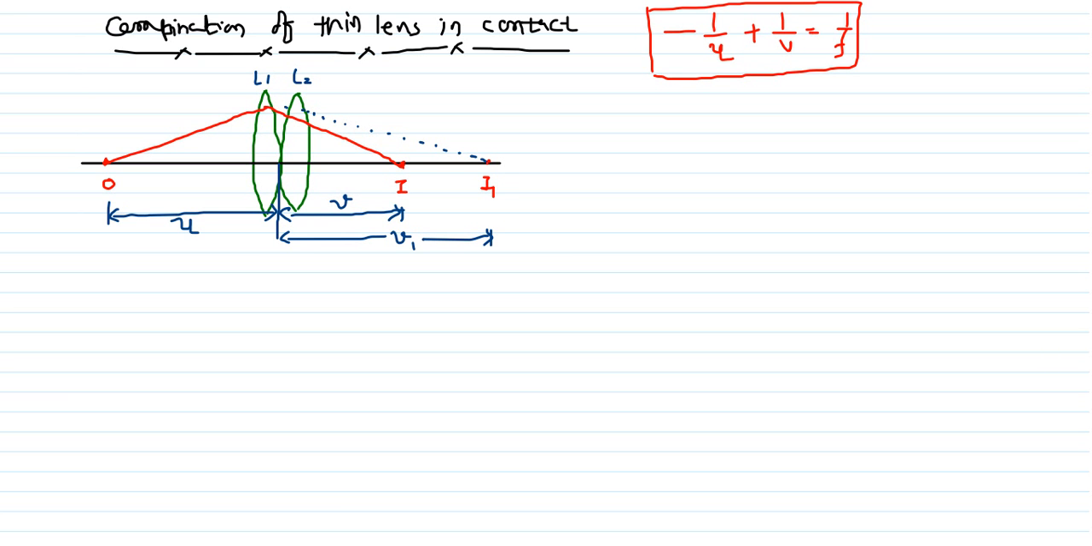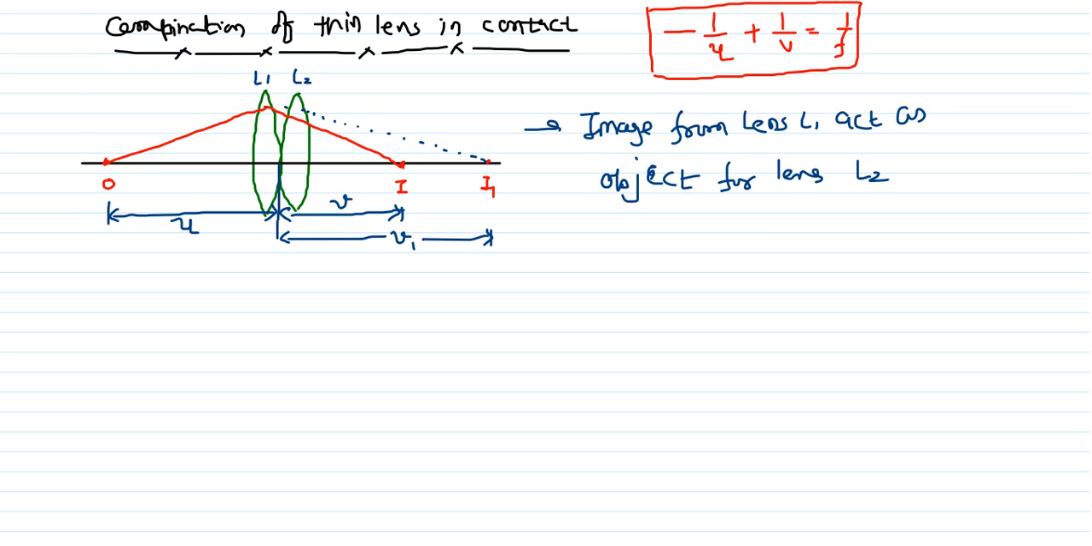The image formed due to lens L1 acts as an object for lens L2. The image from lens L1 acts as the object for lens L2. Okay, this you have to remember. That is, the intermediate image is formed at V1 due to L1 and this acts as an object for lens L2.